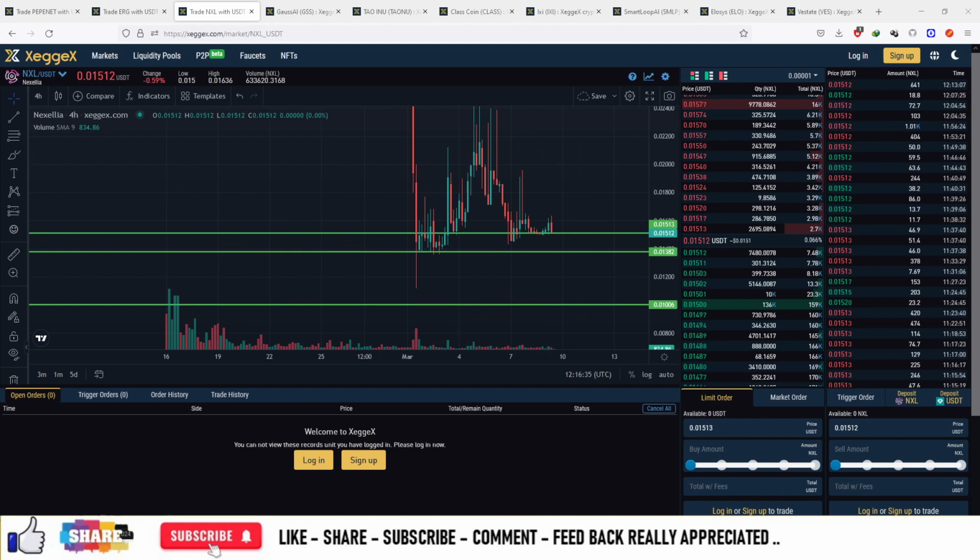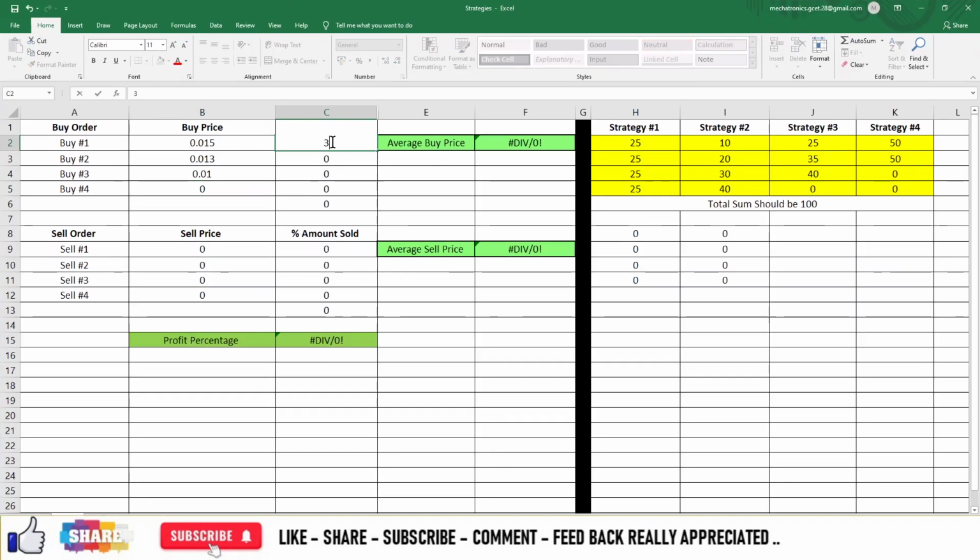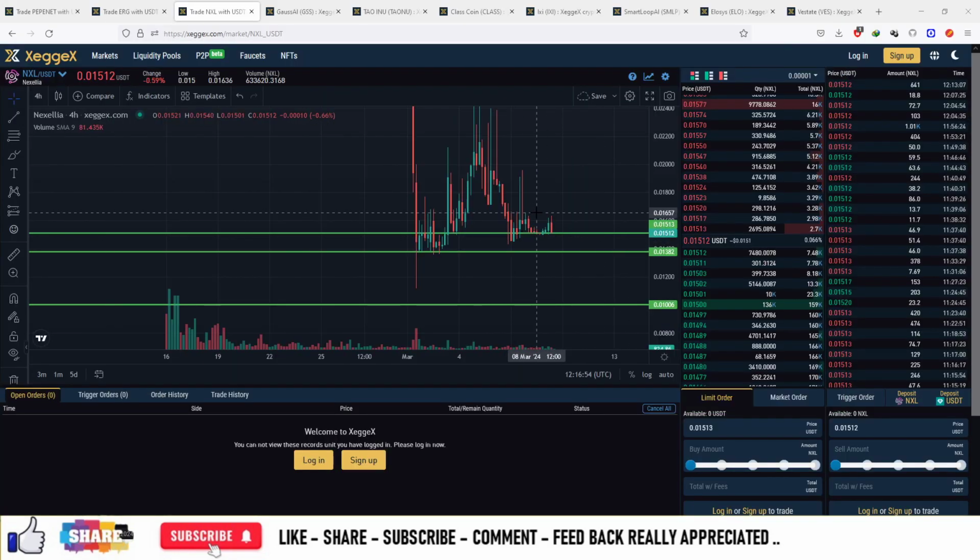So the first buy entry is at 0.015, which is the market price. Second is 0.013. Third at 0.01. For that you can allocate 30, 30 and 40% at each of the points. In that case, if all three of your orders get filled, then your average buying price will be 0.0124. Now let us look at the selling zones of this currency.